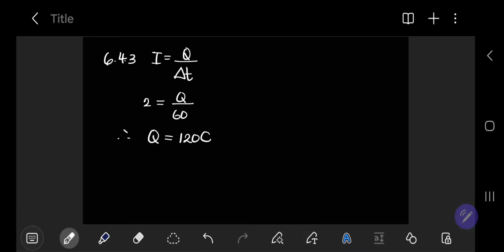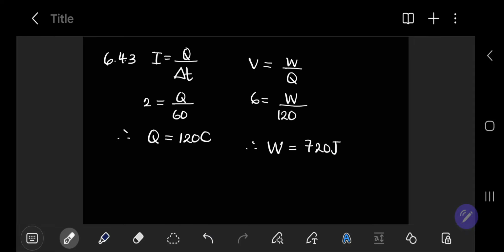Now that we know what charge is, we can now use V is equal to W over Q. We know that the voltage through the light bulb is 6, W is our unknown, and charge is 120. We're going to take this 120 and multiply across with the 6, so we get the energy through the light bulb as 720 joules. So that is our final answer.